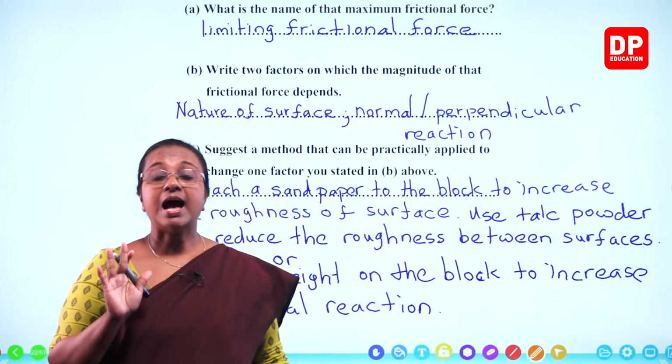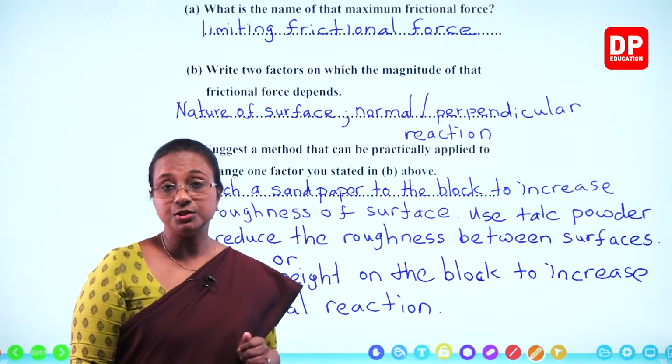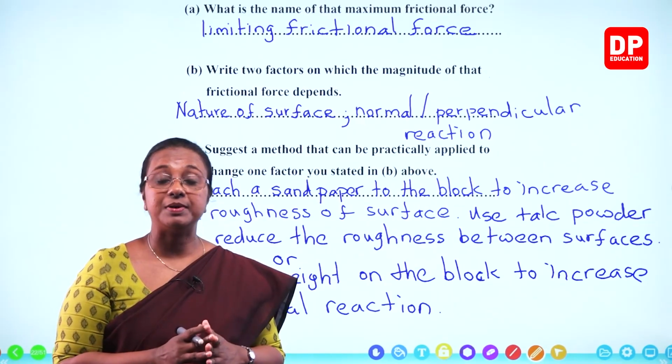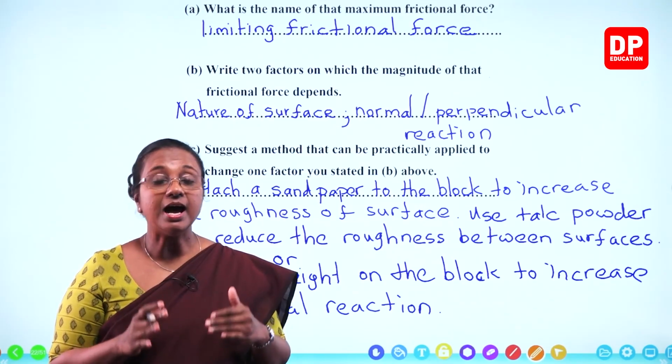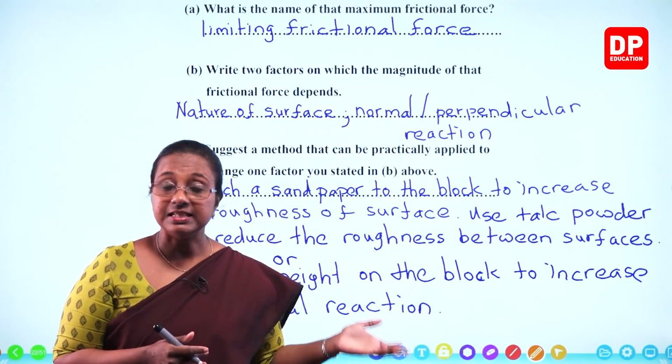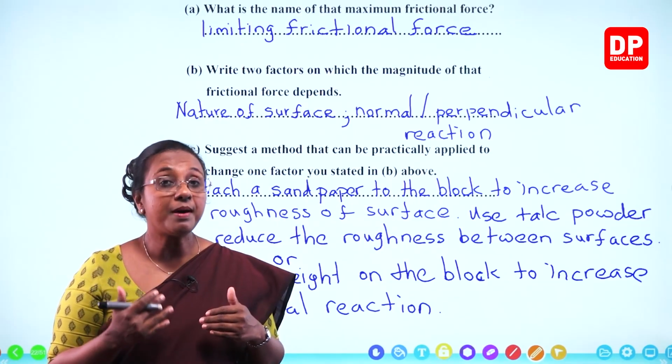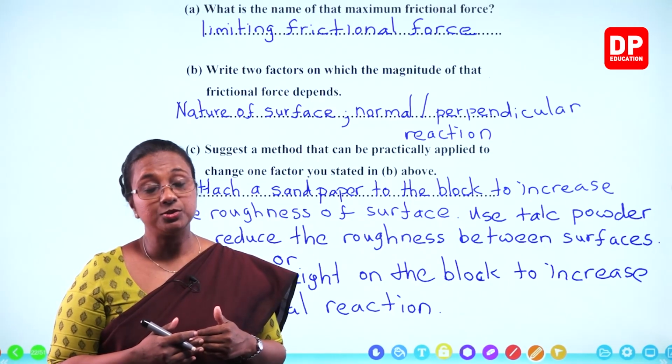So with that, I have completed the structured questions given in your paper. This is part A of paper 2. So with that, I am going to end this chapter, and in the next chapter, I will discuss the essay type questions. That is part B of your paper 2.